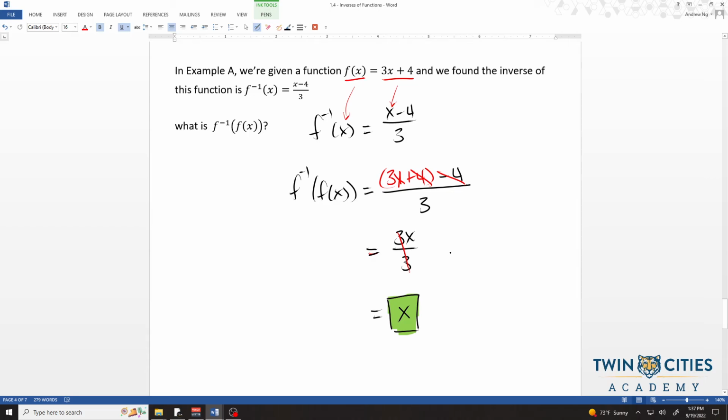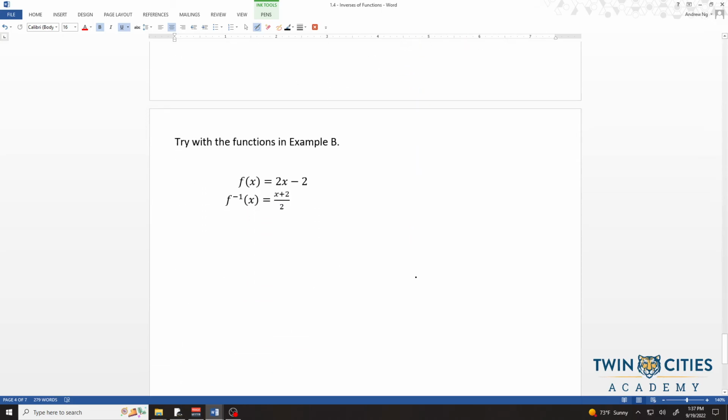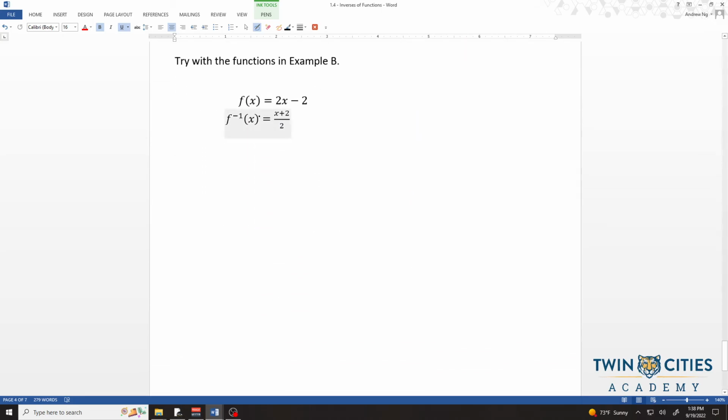And the thing is, you could do that whether you take your inverse function and use that as your base and you plug in your original function into it like we did here. And you'll also get x if you just use your original function and then you plug in your inverse function into your original function. Both will work. So when I look at this one, in example B, we had f of x equals 2x minus 2, and the inverse that we found was f inverse of x equals x plus 2 over 2.